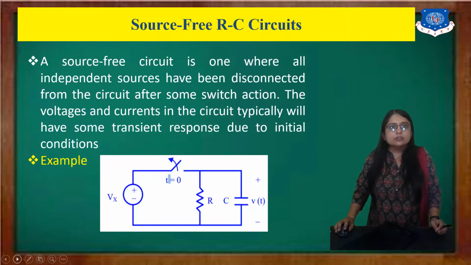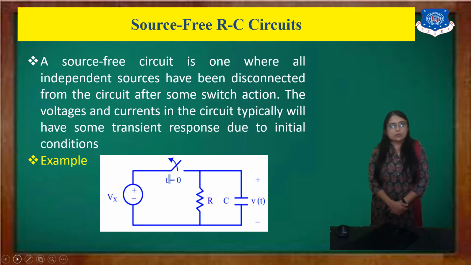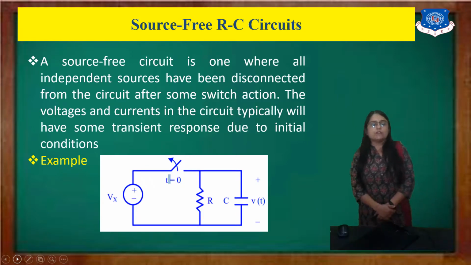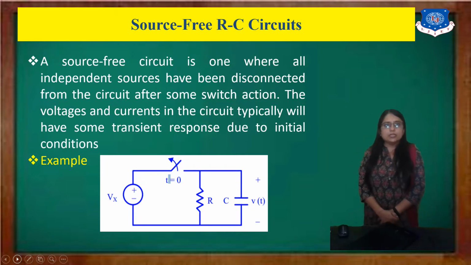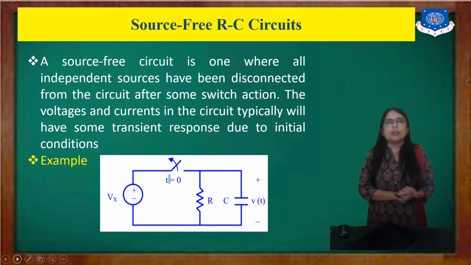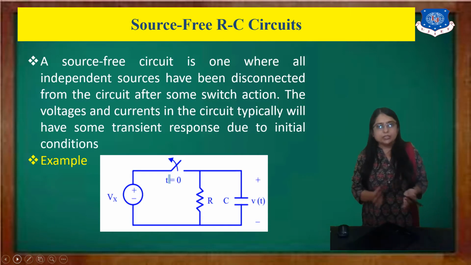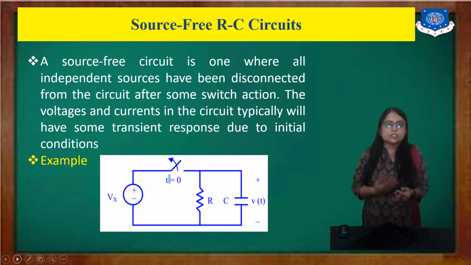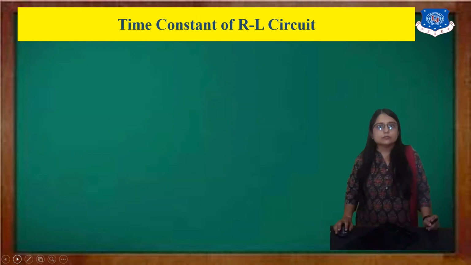See here, a source free circuit is one where all independent sources have been disconnected from the circuit after some switching action, and the voltage and current typically have some transient response due to the initial condition. So here also you can find V of t. The same method we used to find the response in a source free RL circuit, the same method you can apply.